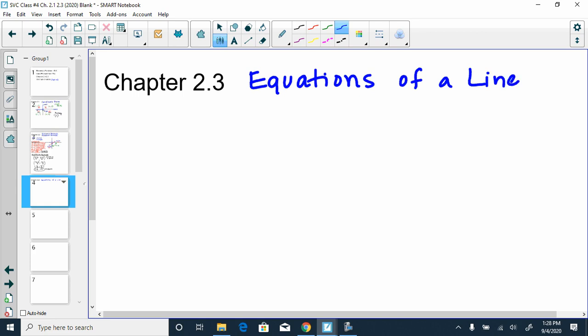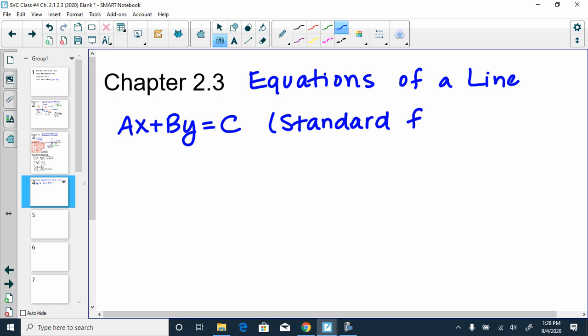A couple things before we look at equations of a line. There's a couple formulas, or forms of equations, we need to look at. The first being ax plus by equals c. That is called standard form. Unfortunately, in Algebra 1, a lot of equations are written in this form. I don't think it's practical. The form you're going to look at the most is slope-intercept form, which is y equals mx plus b. And that's probably the one that you remember.